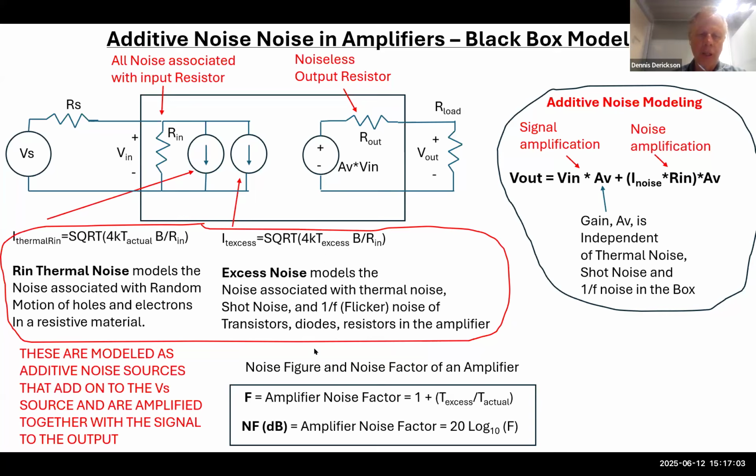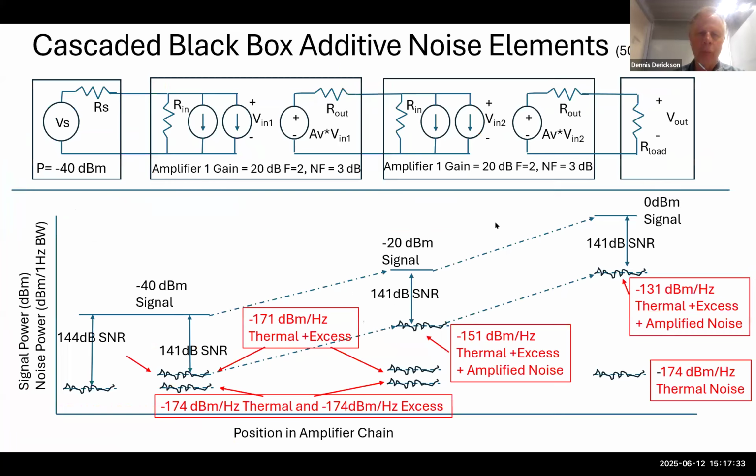There's a couple other parameters. Noise factor is going to be 1 plus the excess noise temperature over the actual noise temperature. And if we take the logarithm of that, we can get the noise figure. So the output noise right here is going to be some linear gain times the input noise. This is a signal. And then the output noise is going to be this total current times that input resistance times the voltage gain. So both the signal and the noise are amplified in this black box noise model.